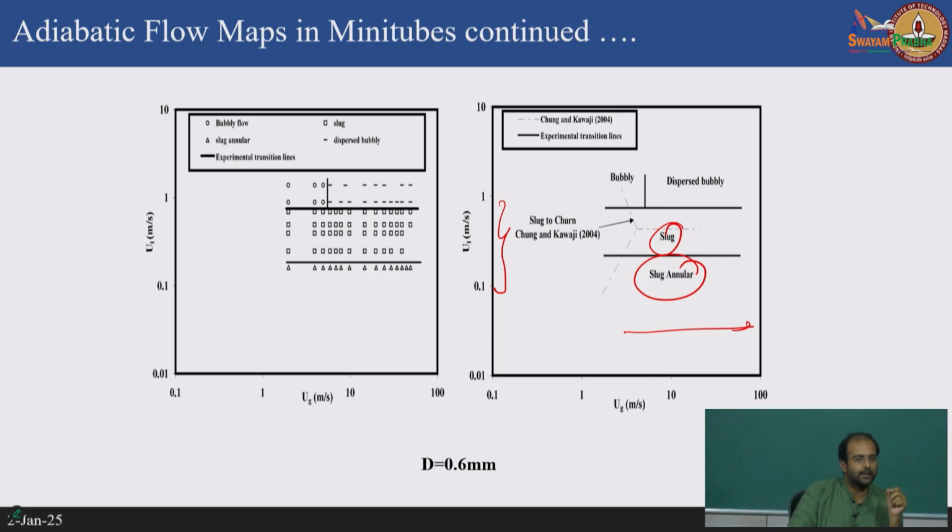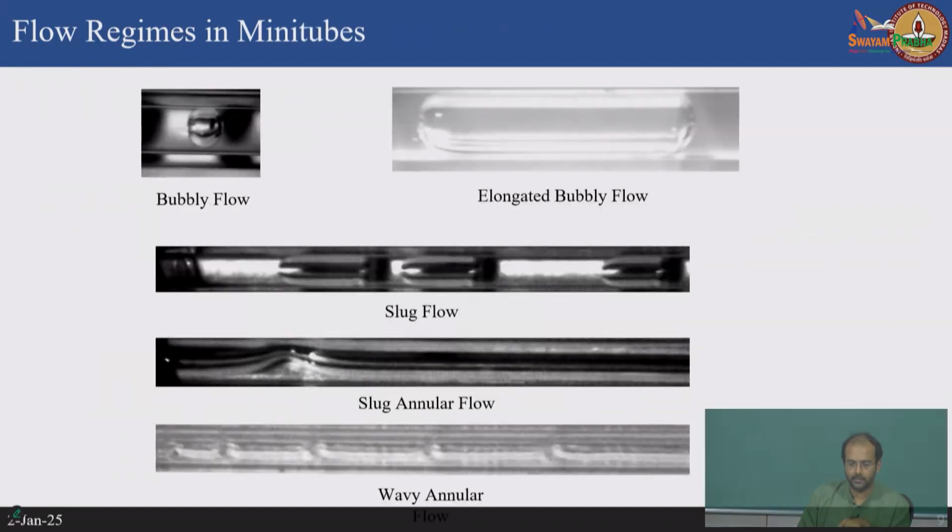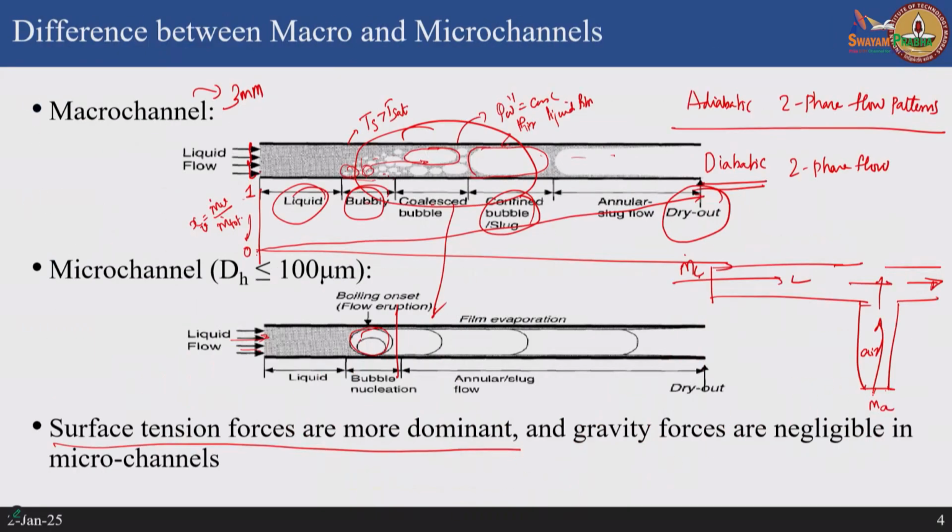So mostly they are in either slug pattern or slug annular, and the reason, as I have told you, is that if you do this particular experiment, you will see that once you have a bubble, it quickly grows to the size of the diameter of the tube, and very quickly they go into an annular slug flow or an annular flow regime compared to a larger size tube.